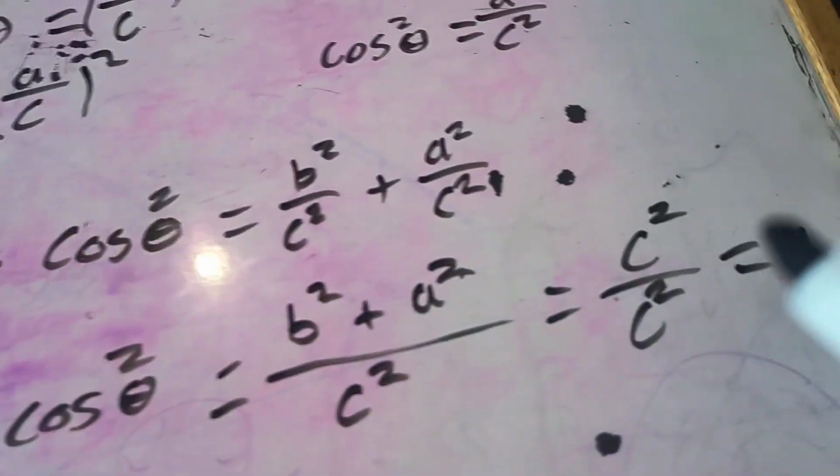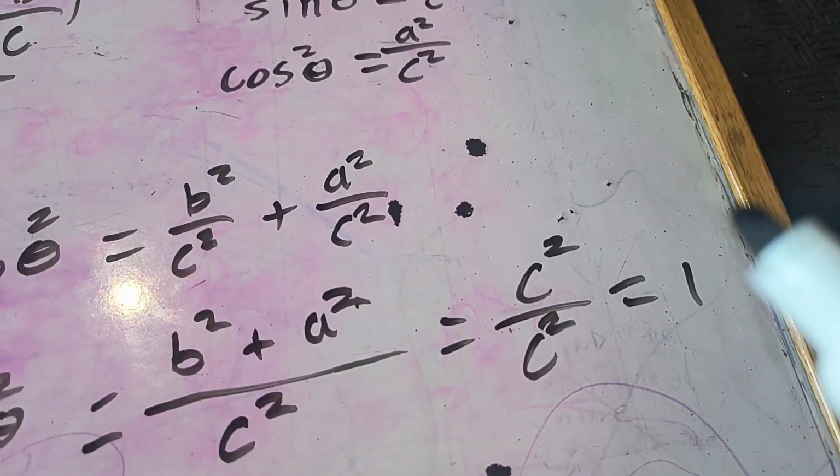Anyways, yeah. So sine squared plus cosine squared is equal to 1.